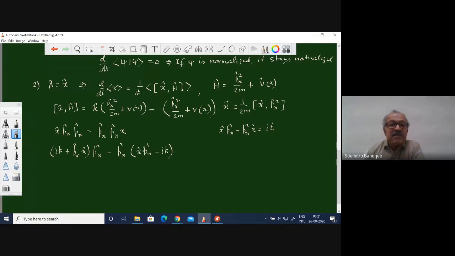So we have just substituted this and that, and then we have landed in i h cross px plus px x px, and here it is minus px x px, which cancels off, and this is plus i h cross px. This is equal to, this will be twice i h cross px.